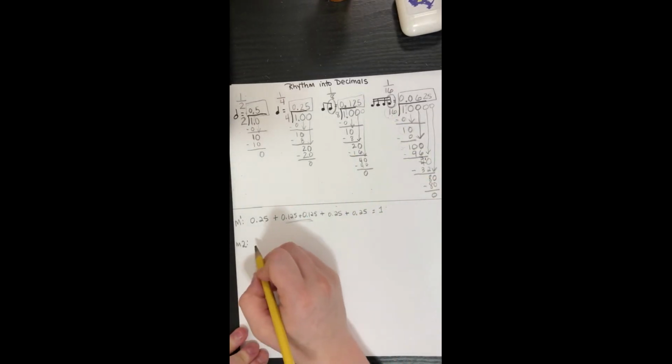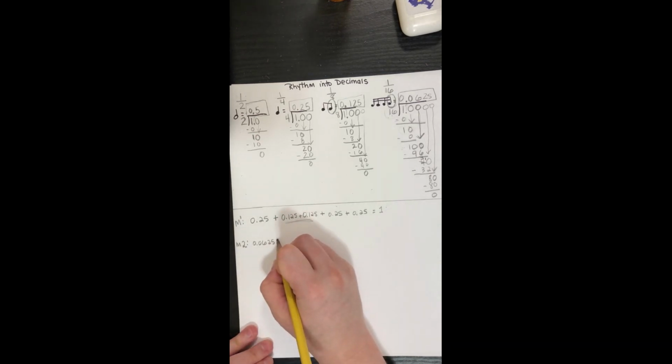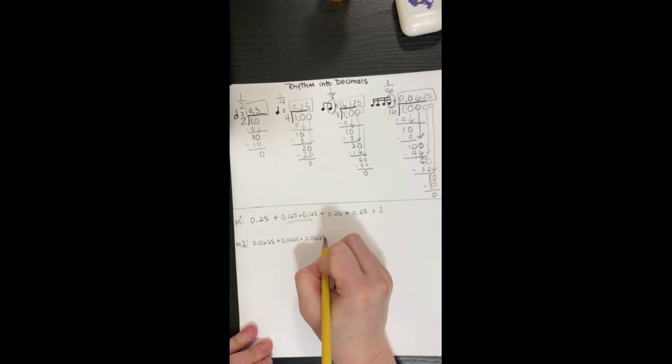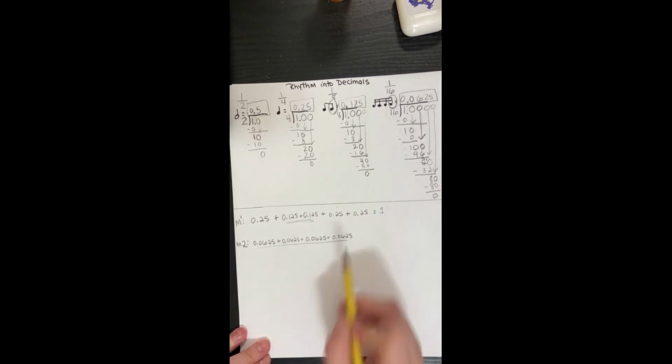So let's go ahead and start by adding all these parts to see if we can get 1 whole. So 1/16 note I know is 0.0625. But I need 4 of those to equal 1 beat, so I'm going to add that 4 times. 0.0625, 0.0625, and one more 0.0625. Whew, it's a lot. There's my 16th notes in 1 beat.